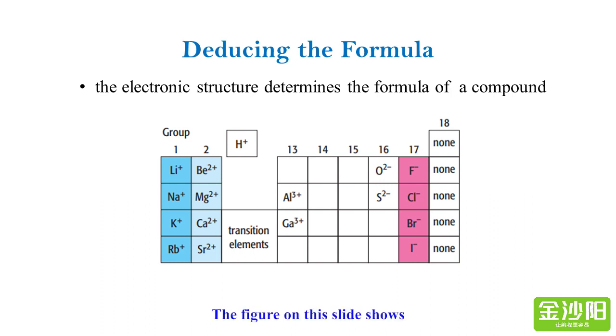The figure on this slide shows the charges on some simple ions related to the position of the elements in the periodic table. The form of the periodic table that we shall be using has 18 groups because the transition elements are numbered as groups 3 to 12. So, aluminium is in group 13 and chlorine is in group 17.